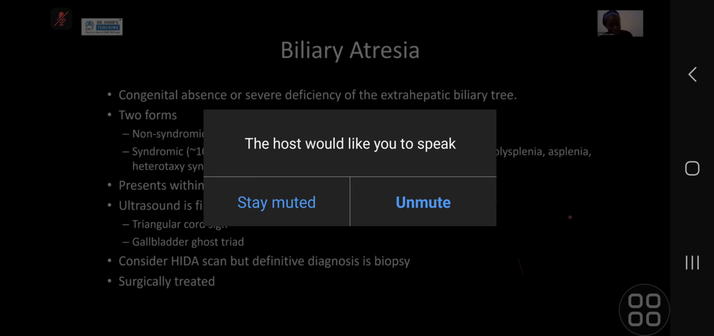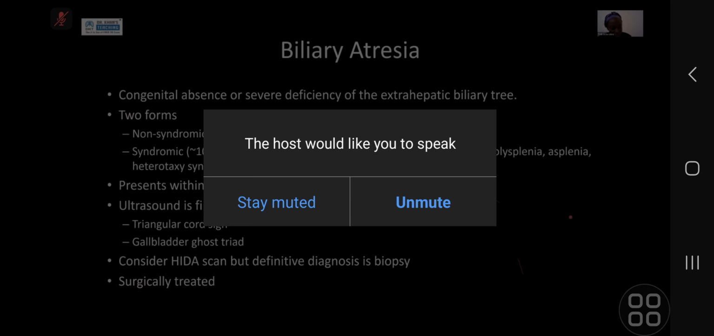hyperbilirubinemia. I always struggle to pronounce that word. So they get conjugated raised bilirubin rather than unconjugated, and the concern is that they've got biliary atresia, and we need to pick it up as early as possible so they can go on to have the Kasai procedure, which prevents them going on to develop cirrhosis.